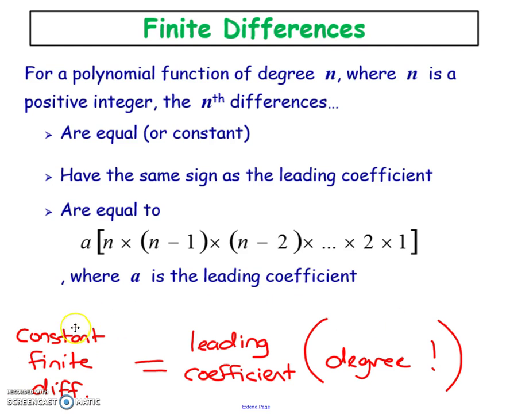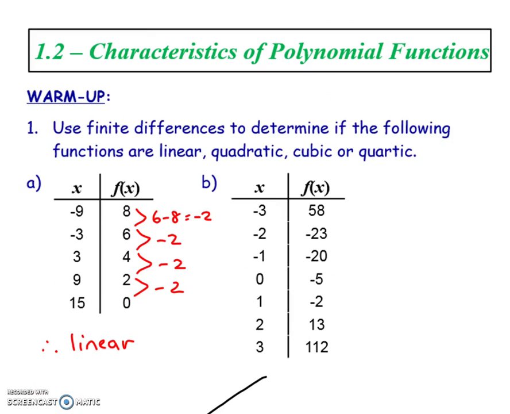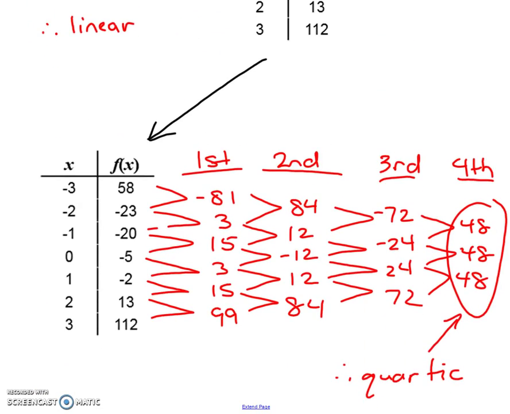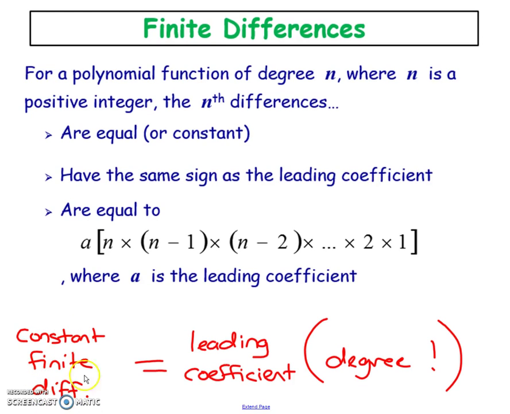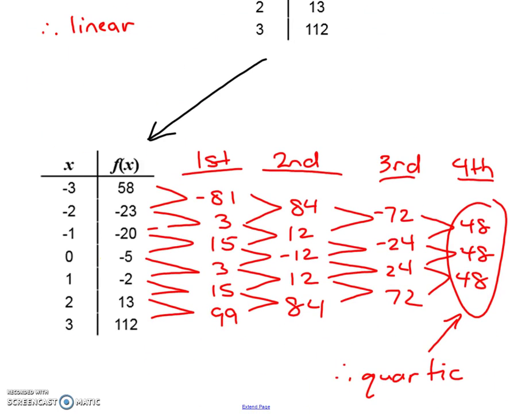The constant finite difference is, if I just go back to our warm-up from 1.2, it's these guys right here, the 48s. Those guys are considered the constant finite difference, and that would go at this end of the equation right here. Now your leading coefficient is your a value at the very front of your polynomial function. Okay, and the degree would be, in this case, for the 48, a degree 4.